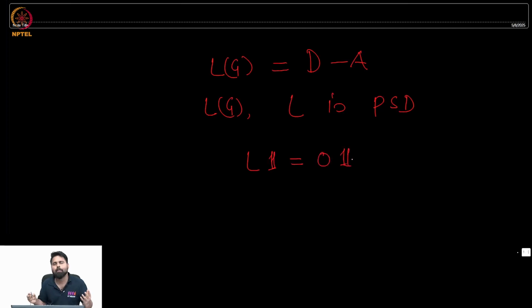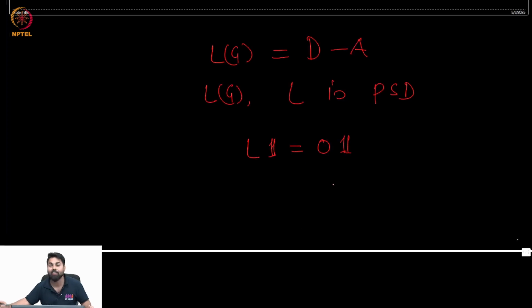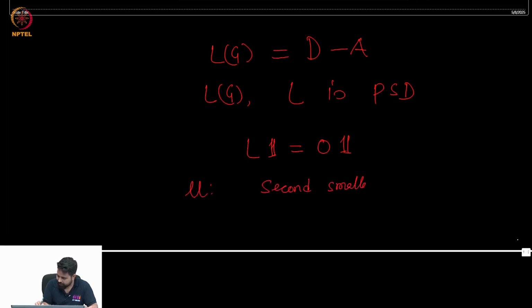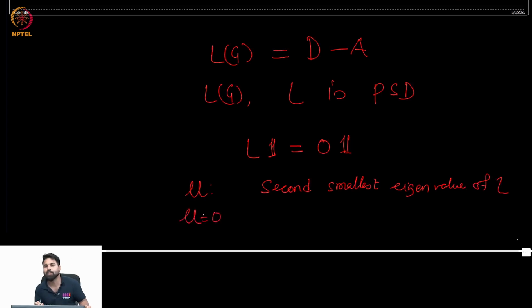Now what about the second smallest eigenvalue? The smallest eigenvalue is by default 0. What about the second smallest eigenvalue? Let us denote the second smallest eigenvalue of L by mu. Remember, if this mu is also 0, what does that mean? The graph G is disconnected.